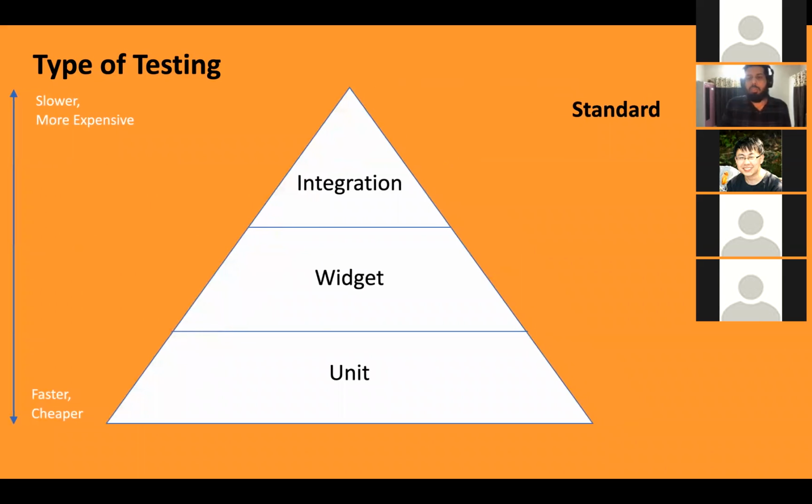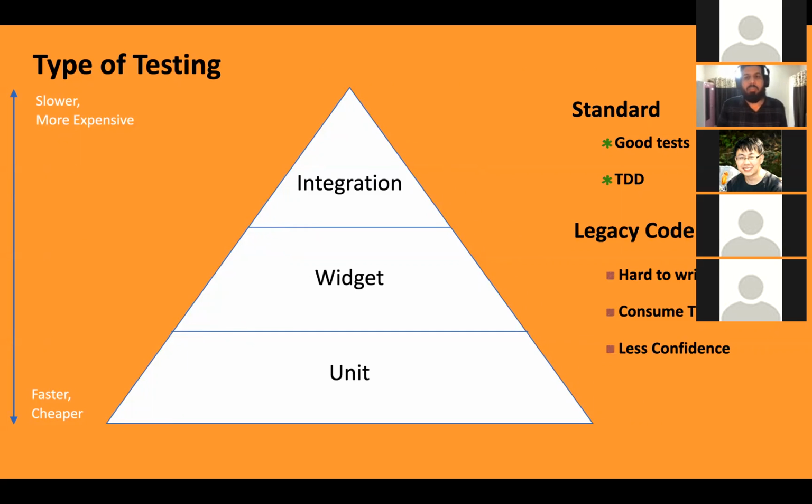So when you talk about the standard approach, this works fine when you have good tests in place and if you are following TDD. TDD is test-driven development, where you write tests before the code. This works very well in that scenario. But if you are working on a legacy code base, then writing a large number of unit tests is very hard, because your code is not structured in a way that lets you test each component individually, and it also consumes more time to write so many unit tests.